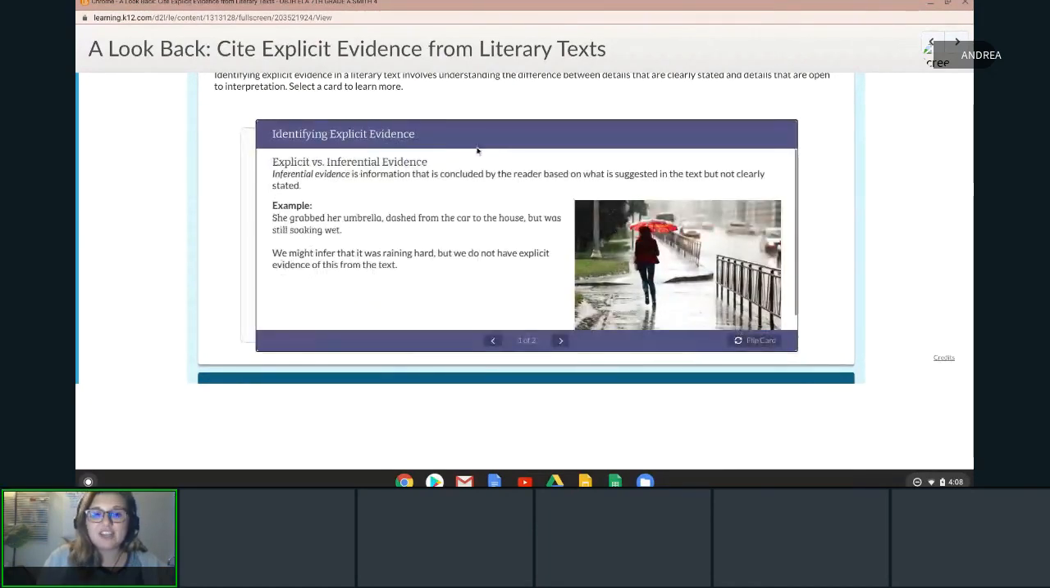But inferential evidence is information that is concluded by the reader based on what is suggested in the text, but not clearly stated. So, for example, she grabbed her umbrella, dashed from the car to the house, but was still soaking wet. We might infer that it was raining hard, but we do not have explicit evidence of this from the text. The reason we know it's raining hard is because she grabbed her umbrella, she tried to get out of the rain, and she was still soaking wet. So we can infer that it's raining even though it never said that in the sentence.